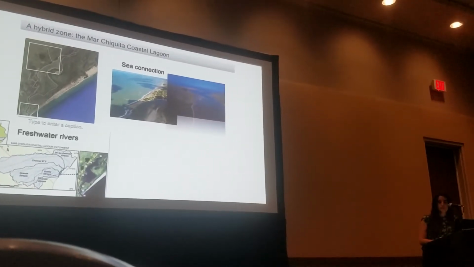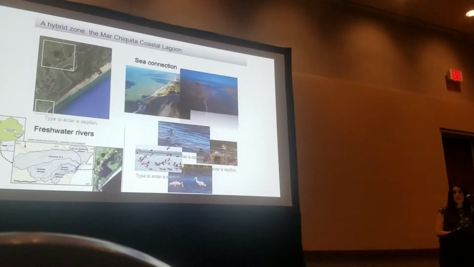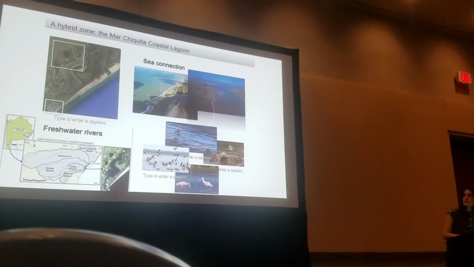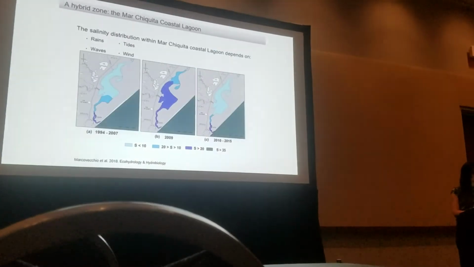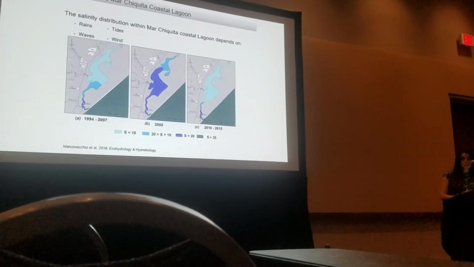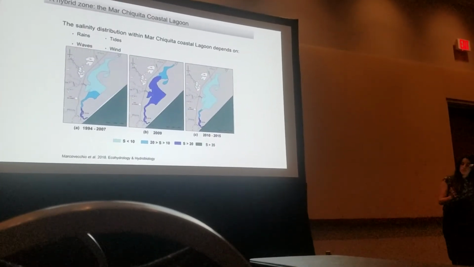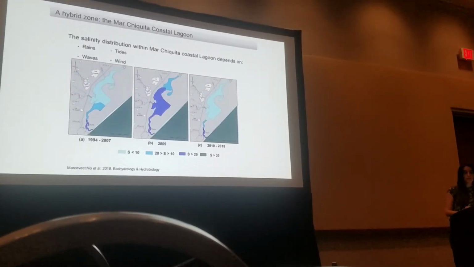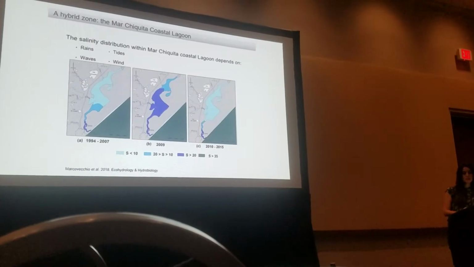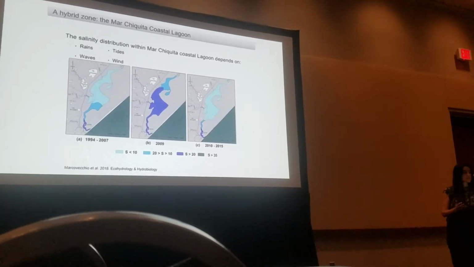Mar Chiquita lagoon has a great biodiversity, and is actually a biosphere reserve of UNESCO. Since the lagoon has a sea connection and freshwater connection, its salinity can vary a lot, and it depends on the rain, the wind, the tide.